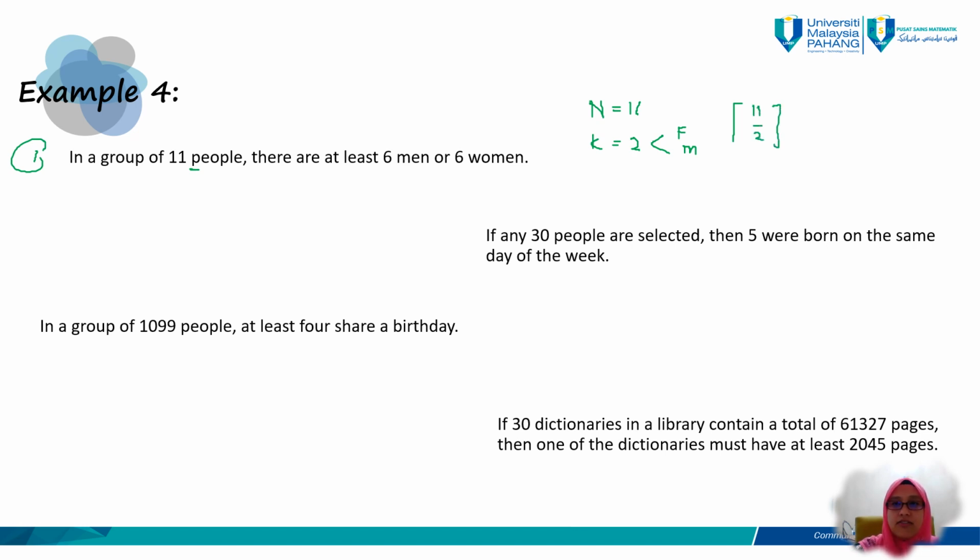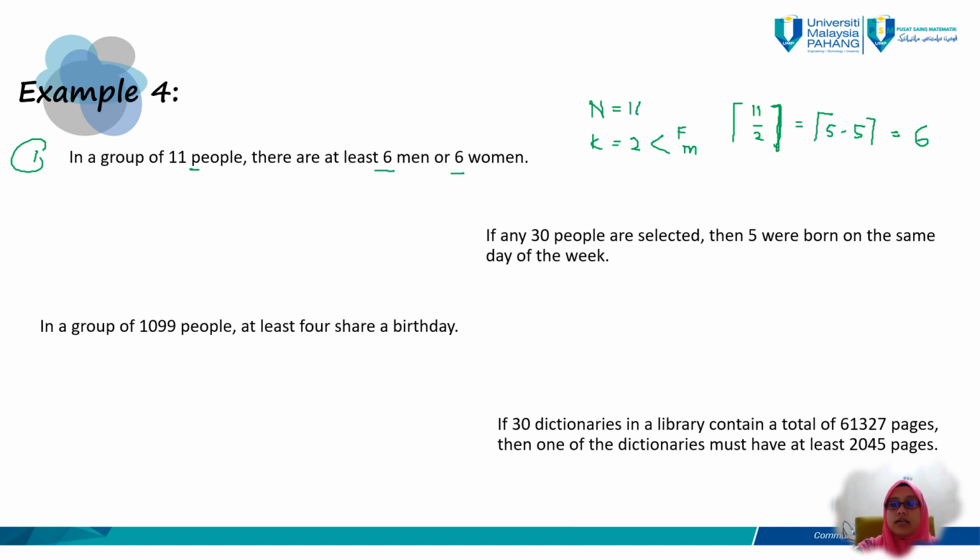Okay, 11 divided by 2. Make sure you write the bracket correctly. So 11 divided by 2, you will have 5.5. So we round off, so we will have at least 6. So this is the correct answer, 6.